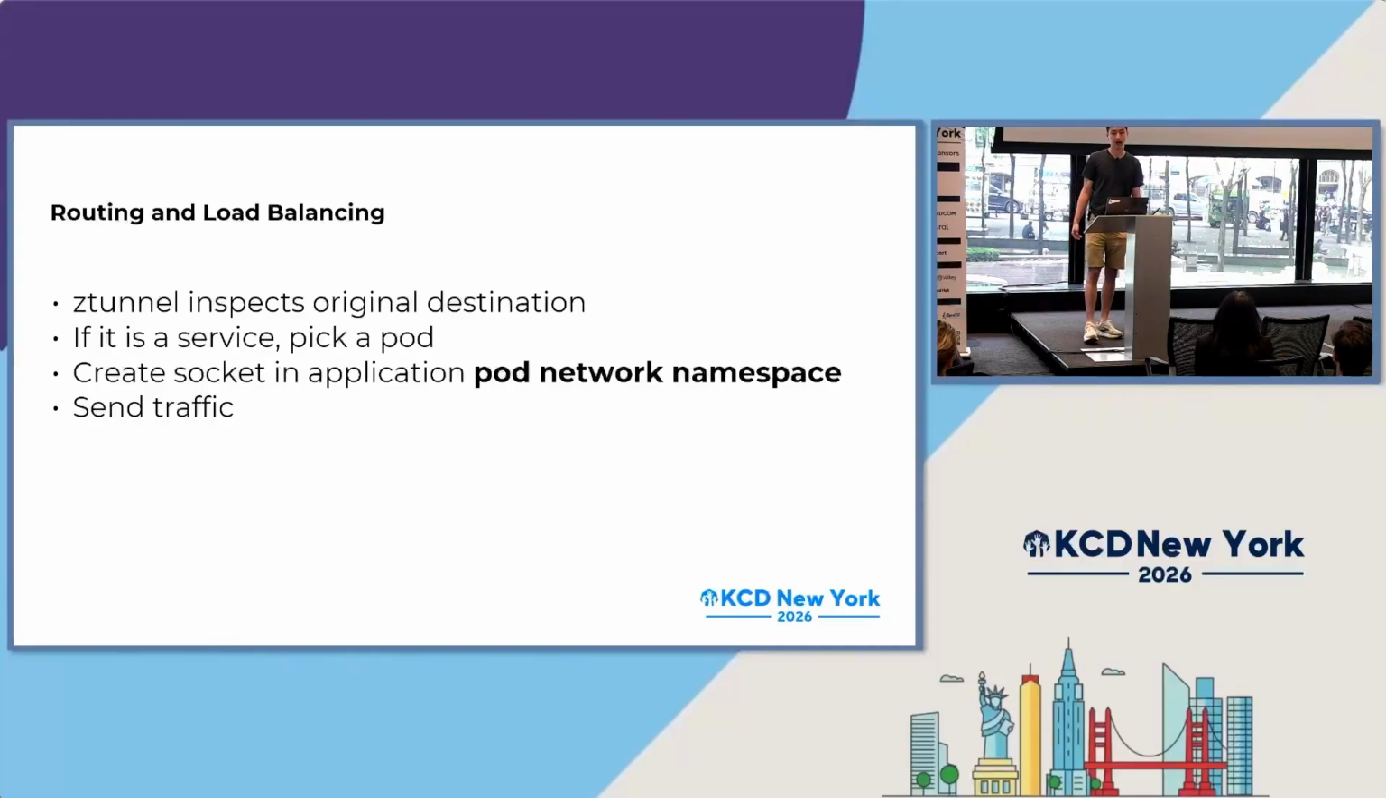So all outbound traffic happens inside the application pod's network namespace. Rarely does ztunnel actually send any traffic from its own network namespace other than to communicate with Istio and receive configuration. Once it's picked a destination and created the networking socket in the application's network namespace, it will start forwarding traffic. But we want to do this in an intelligent way.